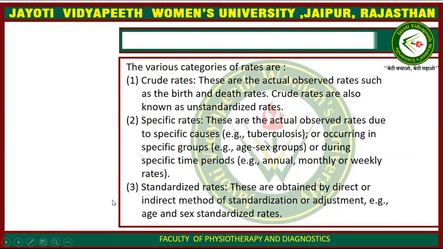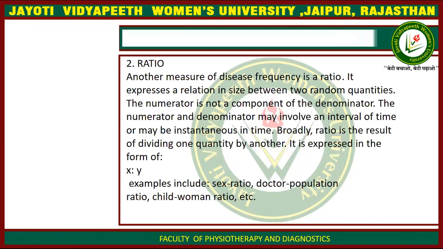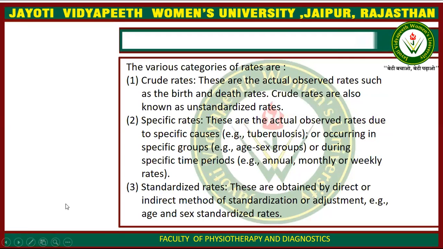Next, the various categories of rates are: first is crude rate, second is specific rate, third is standardized rate. First, crude rate. These are the actual observed rates, such as the birth and death rates. Crude rates are also known as unstandardized rates.